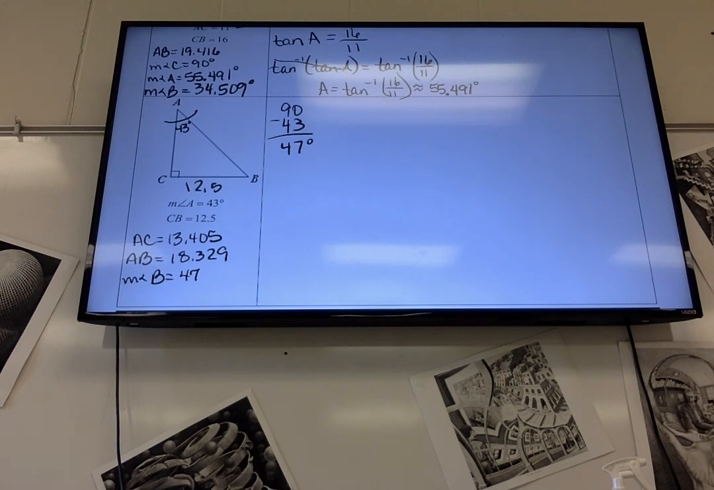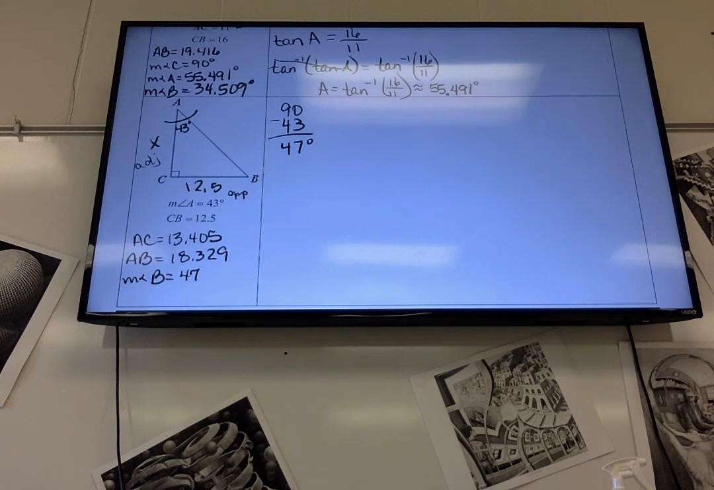Okay, which side do you want to find first? AB or AC? Okay, I'll pick AC. So I would do, we have the adjacent side for 43 and the opposite side of 12.5. So which trig function am I going to use? Tangent. That's opposite and adjacent.